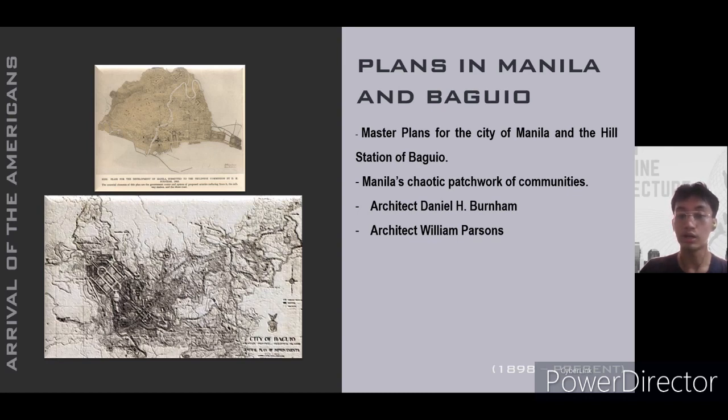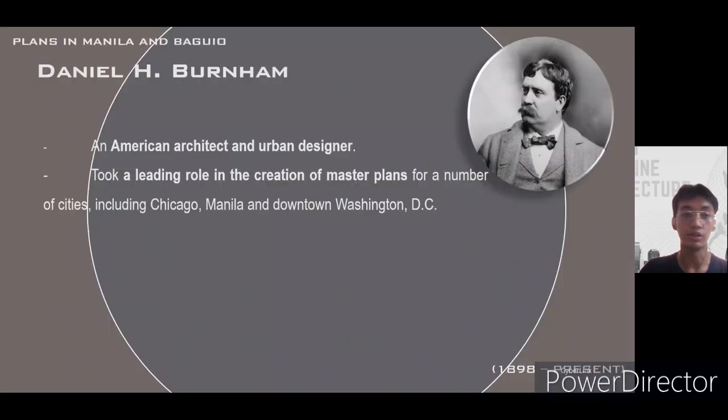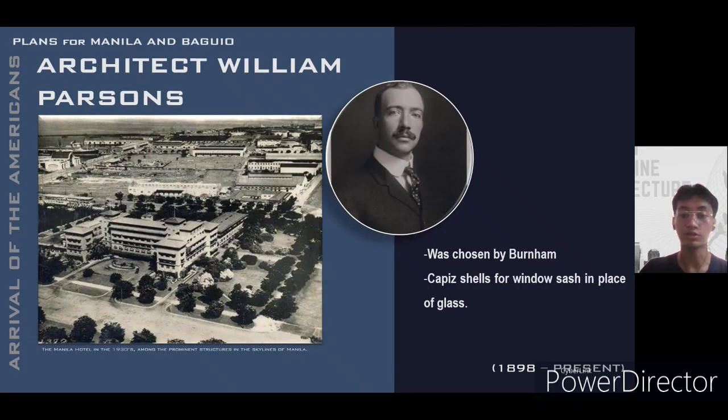This was made to arrange Manila's chaotic patchwork of communities and is led by architect Daniel H. Burnham along with architect William Parsons. Burnham is an American architect and an urban designer. He created master plans of Chicago, Manila, and downtown Washington. Architect William Parsons was chosen by Burnham to implement his works. Parsons' designs use capiz shells for window sashes in place of glass.